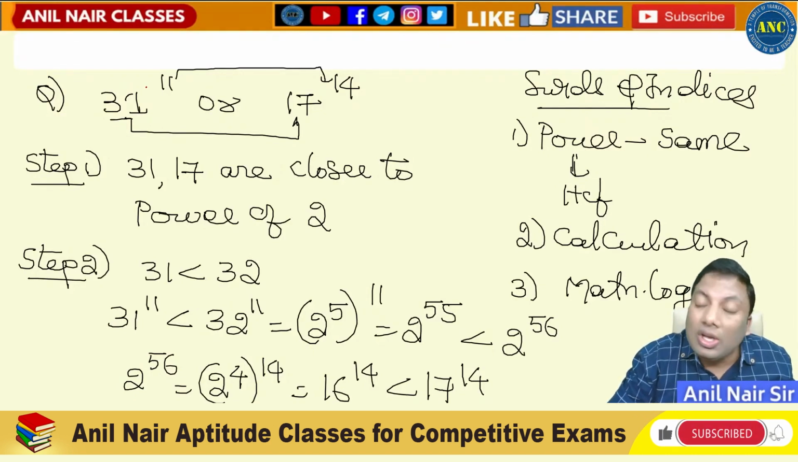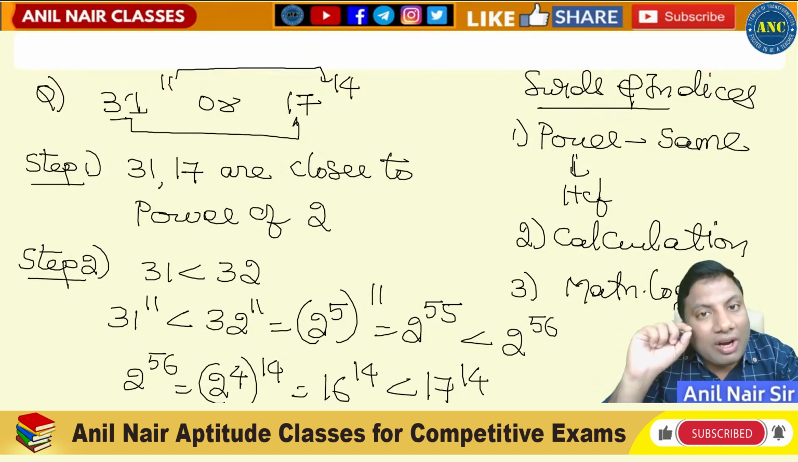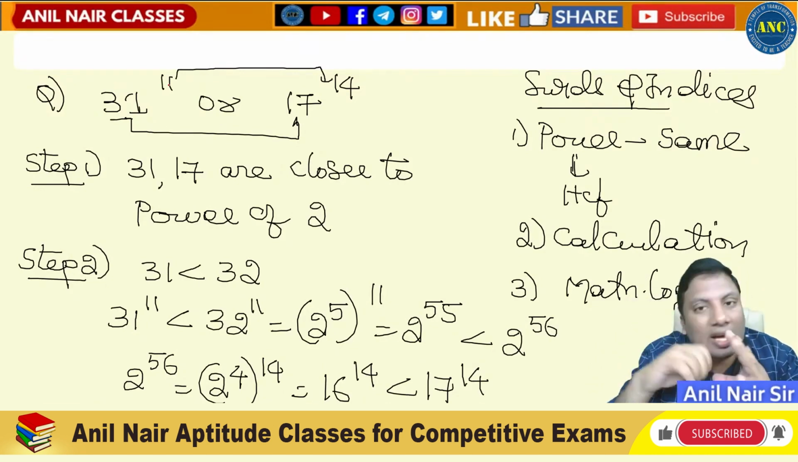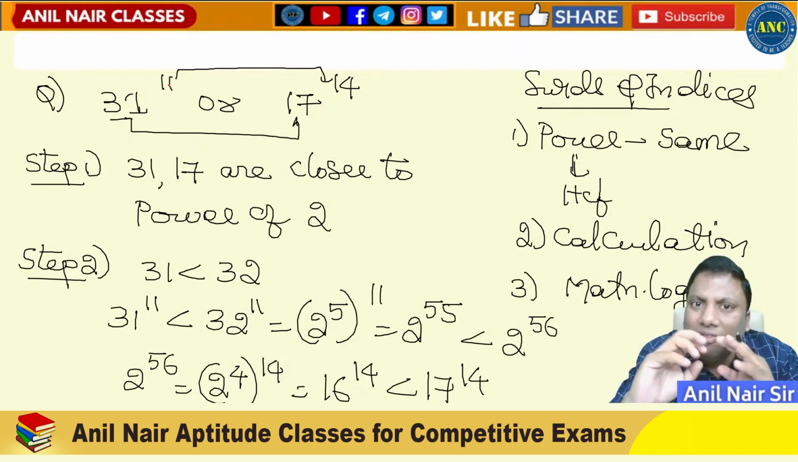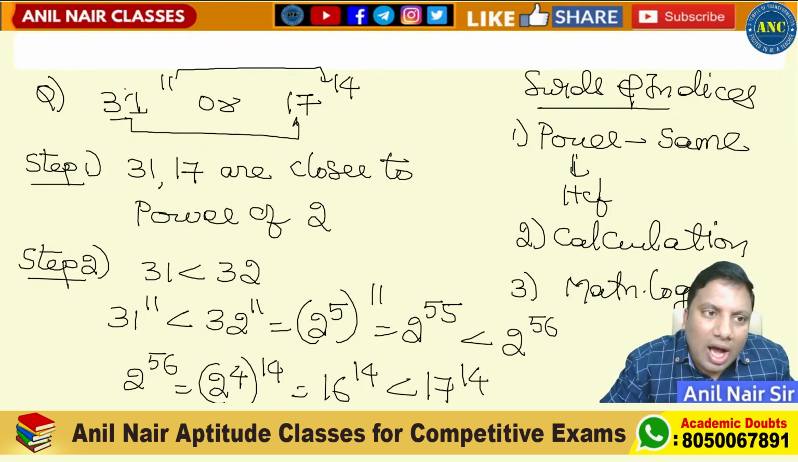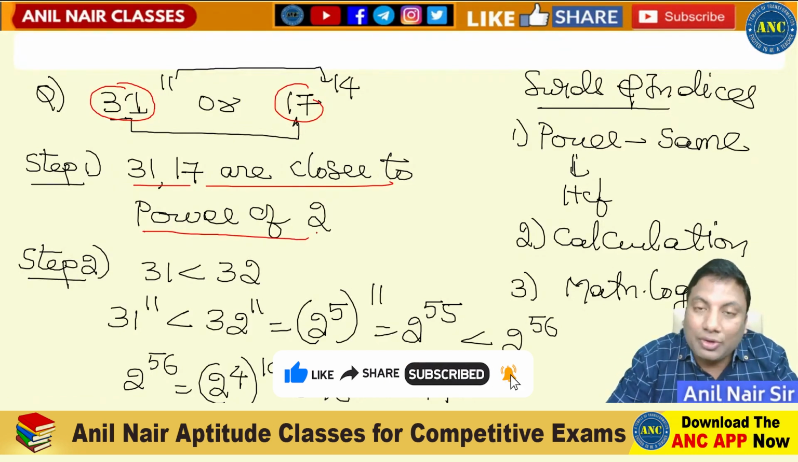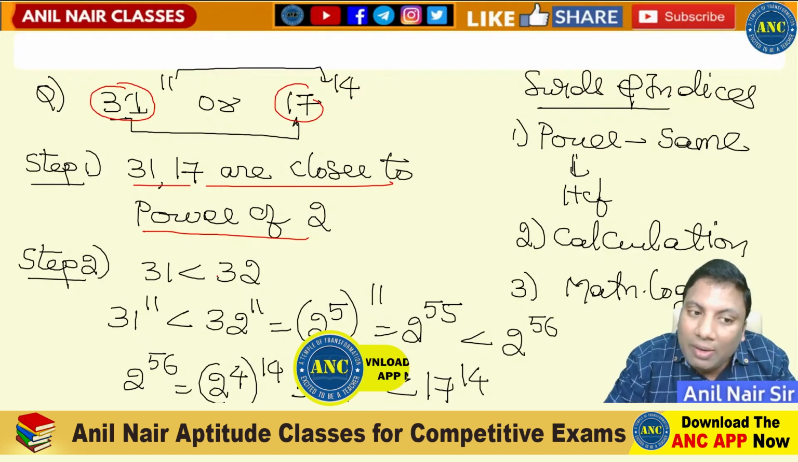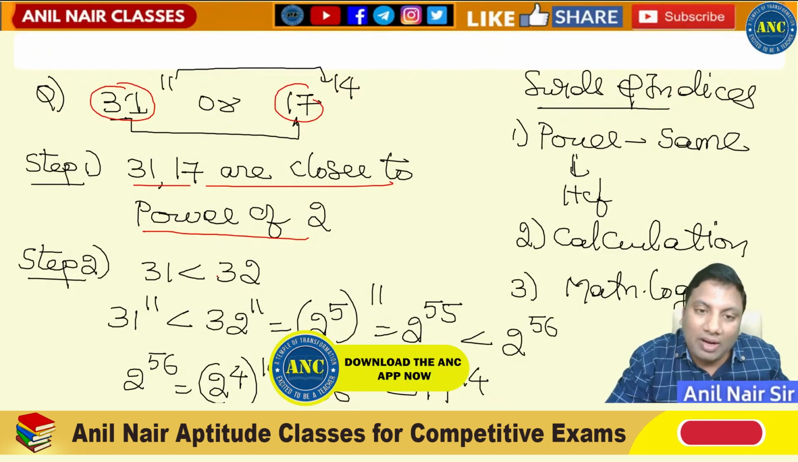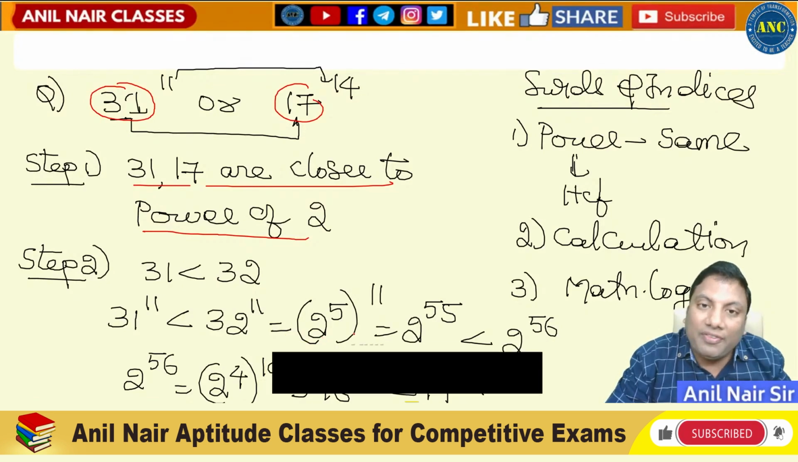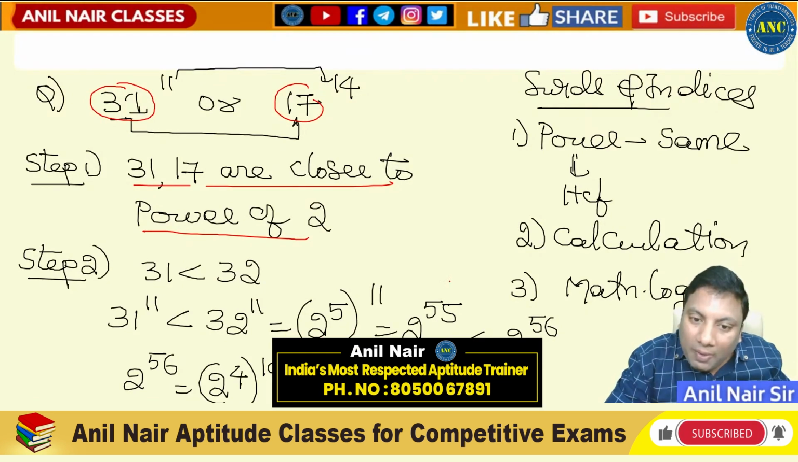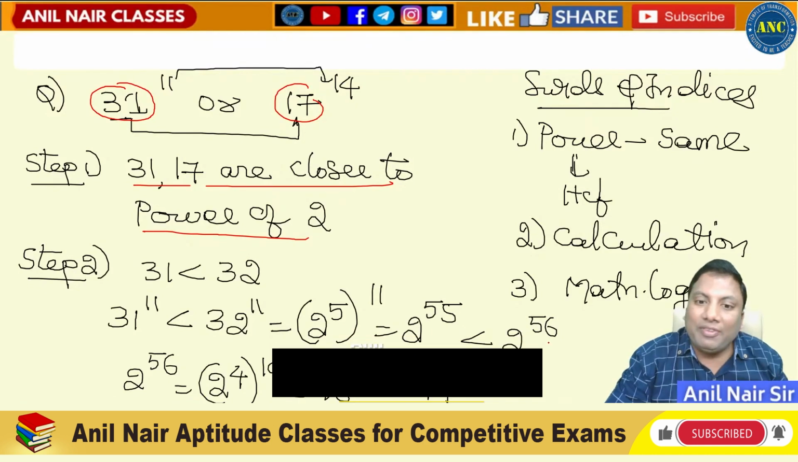The first thing is, don't apply 11 log 31 or 14 log 17. Use logarithm, use anti-logarithm. Very, very simple way of solving this question. Observe the powers. 31 and 17 are closer to powers of 2. So 31 is less than 32. I raised the power. 31 power 11 is less than 32 power 11. 32 is 2 power 5. 2 power 5 power 11. 2 power 55 is less than 2 power 56.